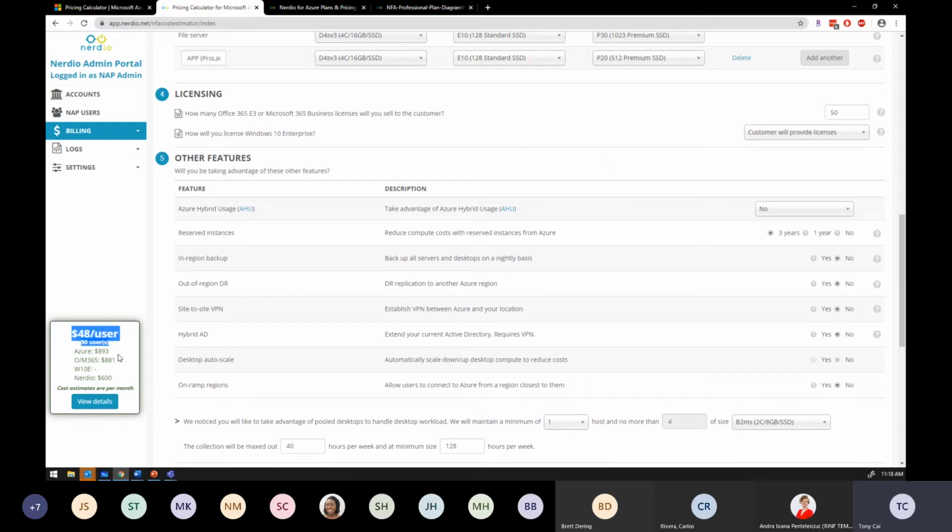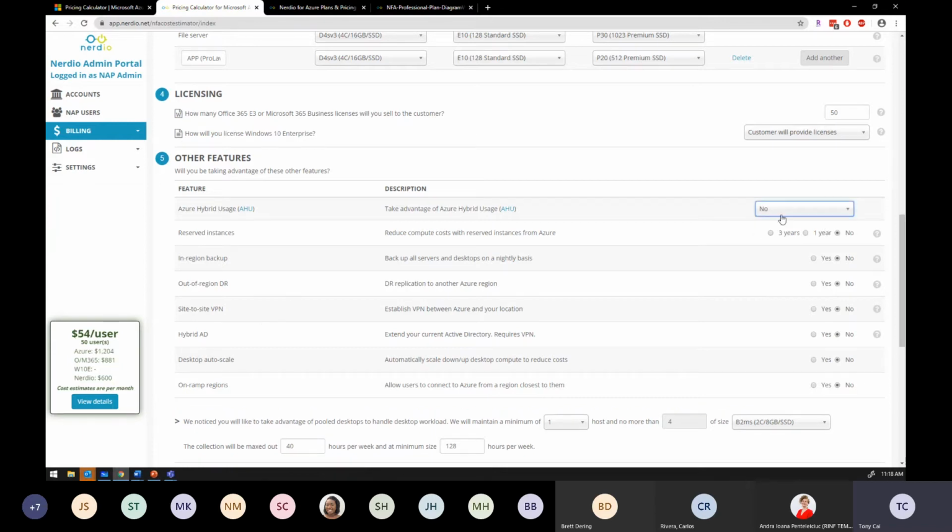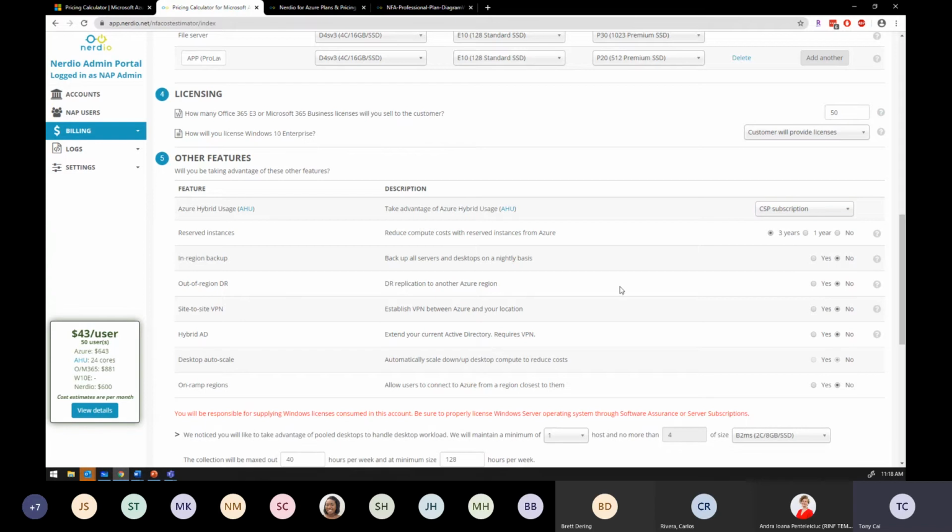So pay attention to this number when you say yes to this, right? So when you say yes to that, it actually knocks the price down to $43 per user per month by just doing so. And again, reserved instances, my advice is always to do a 3-year reserved instance, because that's the big difference, right? So you're looking at paying $54 per user per month down to $43 by taking advantage of 3-year reserved instances and Azure Hybrid Benefits, right? And over the course of 50 users in the course of 3 years, that's a big significant difference.